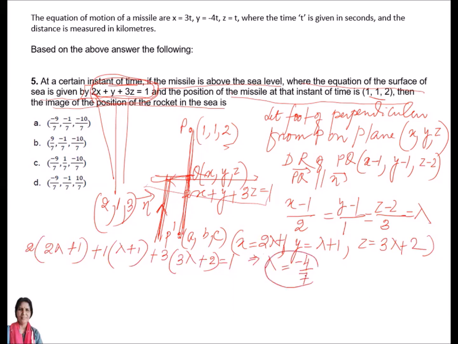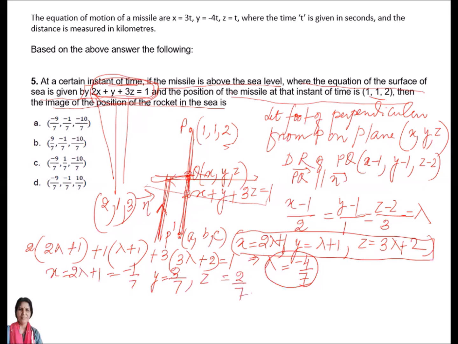After getting this lambda, we'll go for x, y, z. So x will be 2 lambda plus 1, which is equal to minus 1 by 7. Y, if we solve it, will be 3 by 7. And z will be here again 2 by 7. So this point is (minus 1 by 7, 3 by 7, 2 by 7).